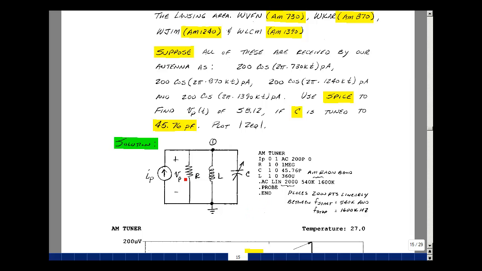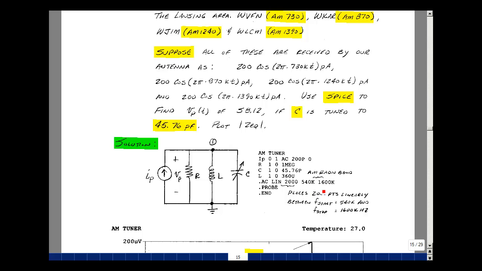And then we've got 3 elements in parallel between nodes 1 and 0, and I've described this here as R, C, and L. And we have a current source pointing from 0 to 1, from the tail to the tip. It's a phasor, so we'll say AC, and then the magnitude is 200 picoamps and the angle is 0. We're going to vary the frequency from the lower end of the AM radio band to the upper end, which is 540 kilohertz to 1.6 megahertz.